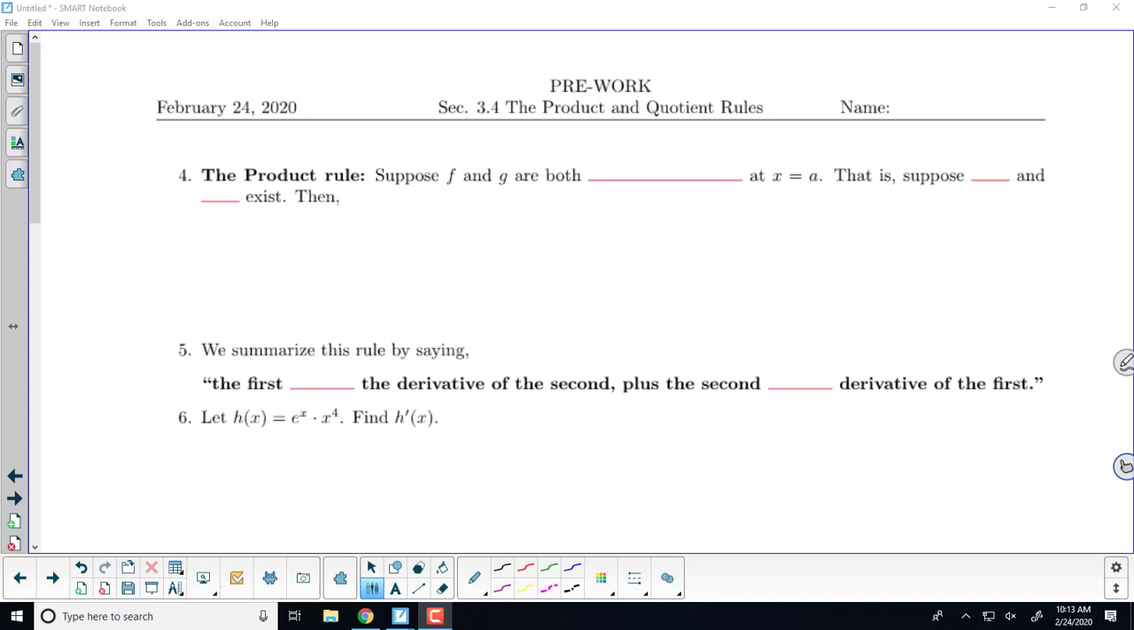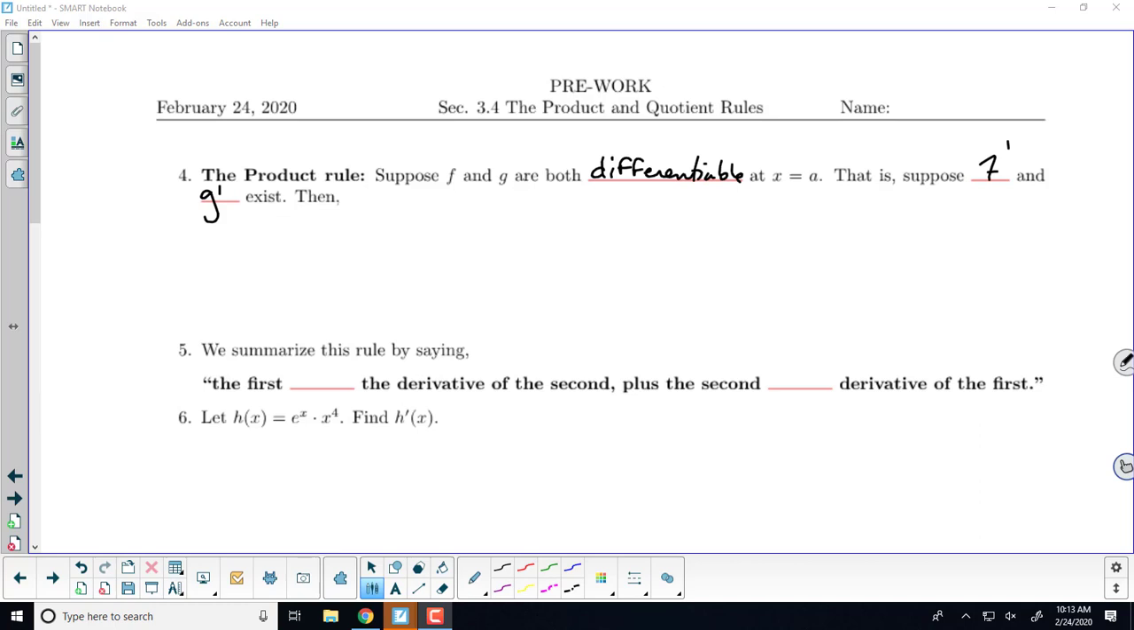So the product rule says suppose f and g are both differentiable at x equals a. Okay? We have to assume that the underlying functions are differentiable. That is, we're saying suppose f prime and g prime exist. Okay? That's what it means to be differentiable.